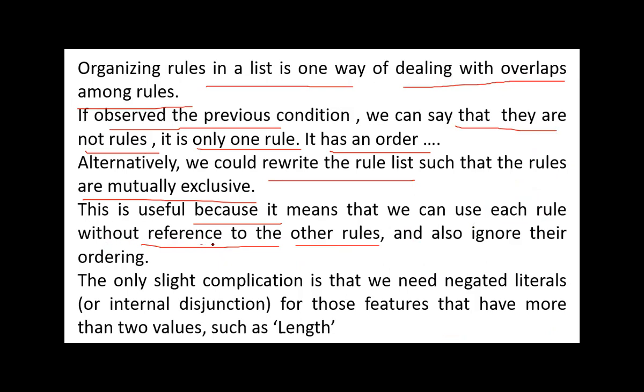Without reference to the other rules, and also ignoring their ordering. So this is the ultimate goal of ours. Now, the only slight complication is that we need negated literals for those features that have more than 2 values, such as length. Negated literals or internal disjunction. We already learned this internal disjunction in the concept learning chapter. Very simple, this is not difficult, right?